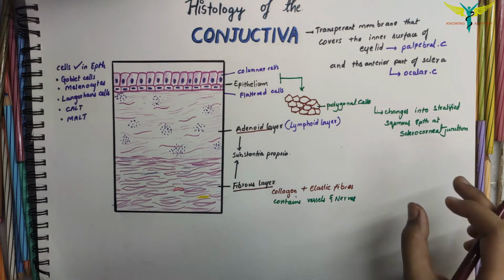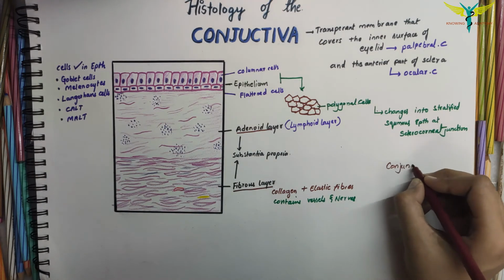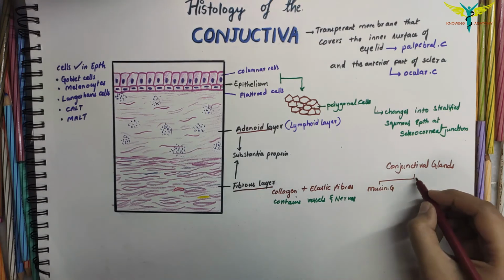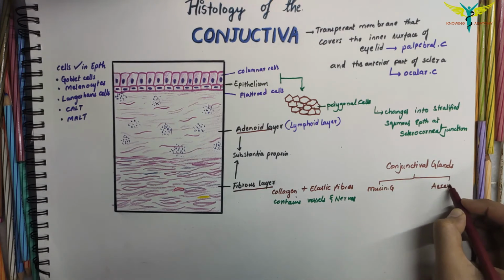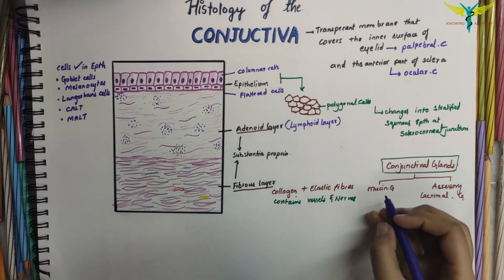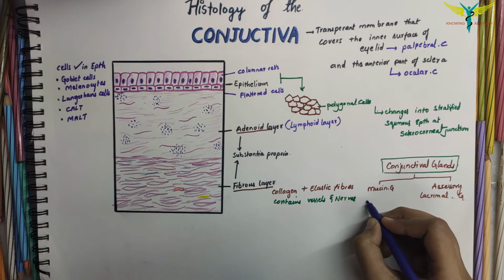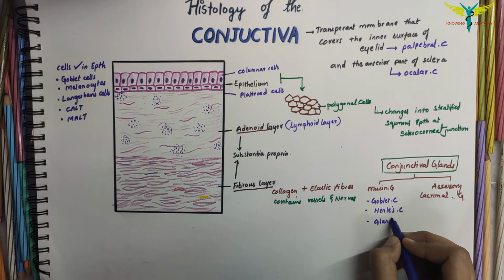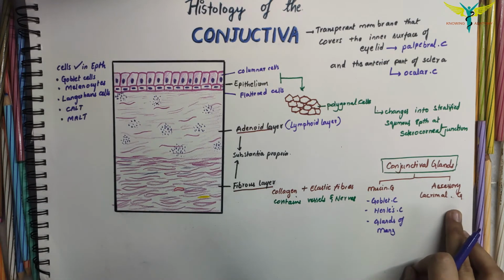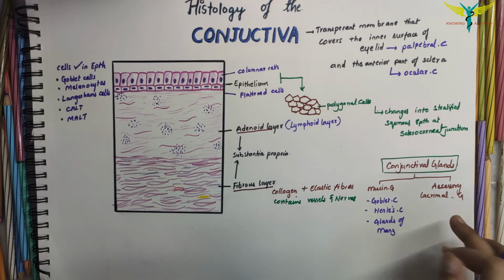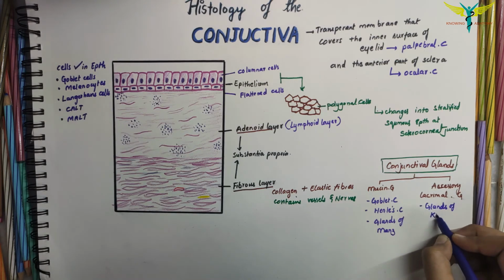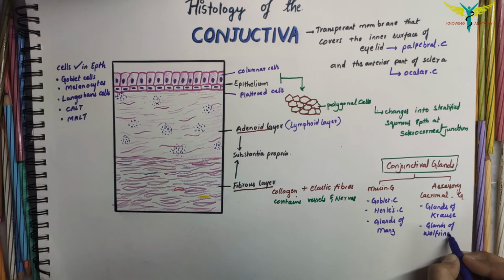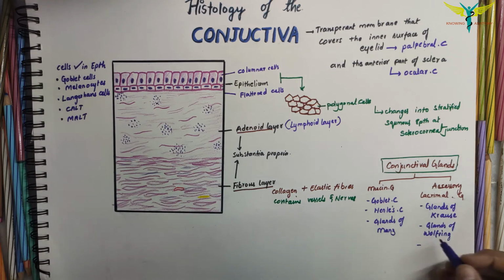Now let's see about some conjunctival glands. These are the mucin glands and the accessory lacrimal glands. The mucin glands consist of the goblet cells, Henle's glands, and glands of Manz. The accessory lacrimal glands contain the glands of Krause, glands of Wolfring, and the rudimentary accessory lacrimal glands.